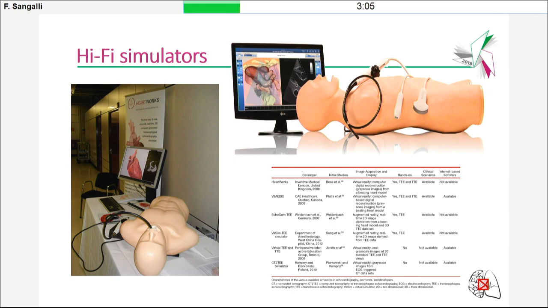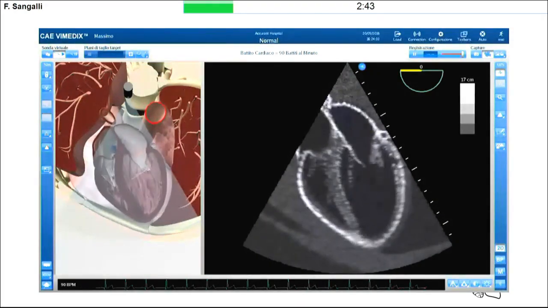Then, for those of you who have never seen it, we have a number of simulators. I've tried these two. This is a British simulator, the Artworks one, and the other one is the one we used during the last course. It is an originally Canadian simulator. Now it's also available in Europe. Of course, they are not real patients, so they have limitations.